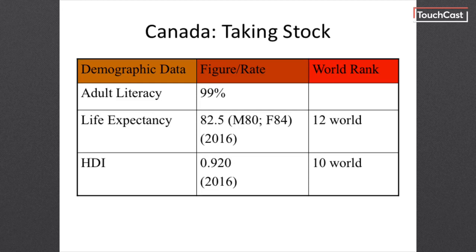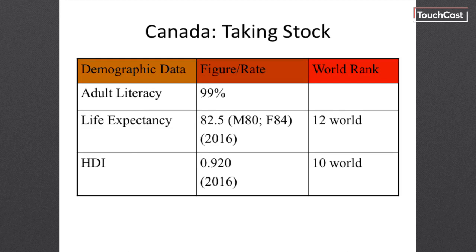A little bit more on demographic data. There's our adult literacy rate. It's 99%. I mean, you wouldn't know it reading some of the stuff that you read out there, but it is 99%. Life expectancy for men is 80, for women is 84. Sorry guys, but that's the data.